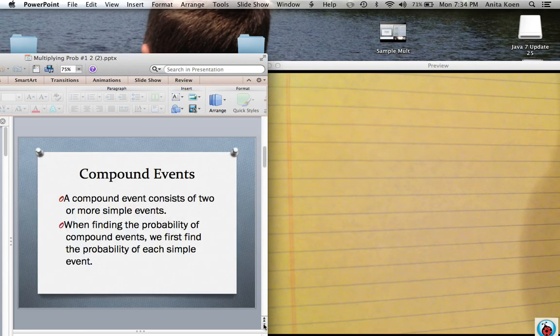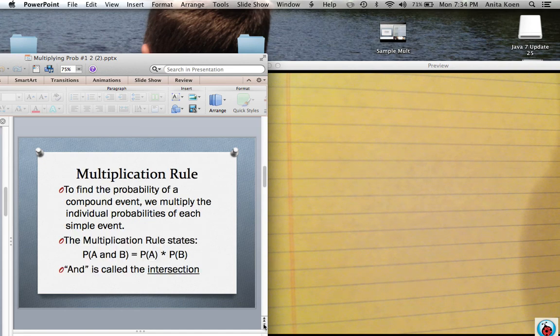Today we're going to talk about compound events. A compound event consists of two or more simple events. Simple events are what we talked about last week. When finding the probability of compound events, we first must find the probability of each simple event. So we're going to review what we talked about last week.